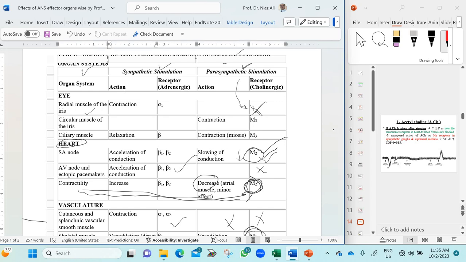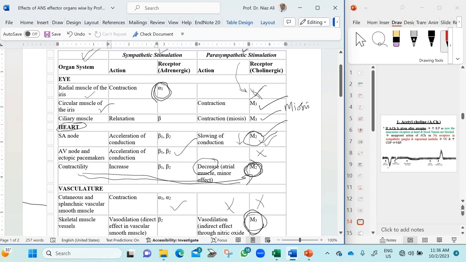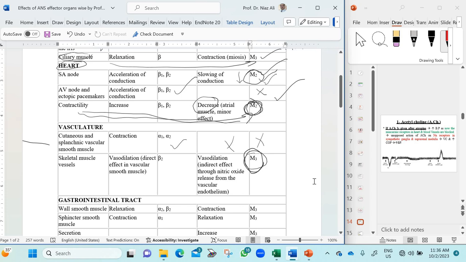So these are organ wise effects. The radial muscle fiber, as I discussed, is supplied with the alpha-1, and your other tutor who is covering this topic will teach you. But parasympathetic innervation is through the circular muscle fiber, M3 receptor. There will be miosis at the level of ciliary muscle when it is stimulated by acetylcholine. In case of heart, we discussed bradycardia, blood pressure will be decreased, and SA nodal activity is also decreased, so there will be bradycardia.